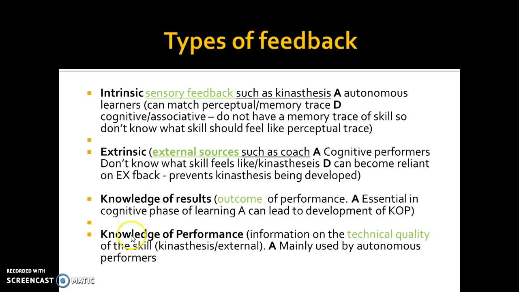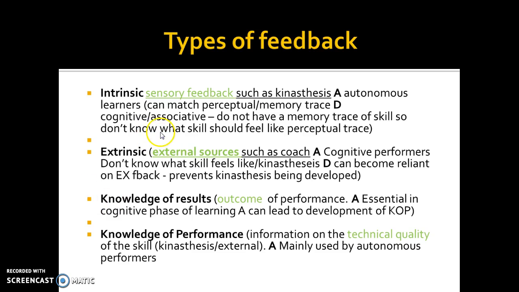Okay, so moving on to your next pair of feedbacks, we've got intrinsic and extrinsic. Intrinsic feedback is sensory information, such as kinesthesis, which we've talked about a lot this year. This ability to use sensory feedback and kinesthesis is pretty much exclusive to, and only really effective for, autonomous performers, because they've got the ability to match those perceptual and memory traces and make adjustments.